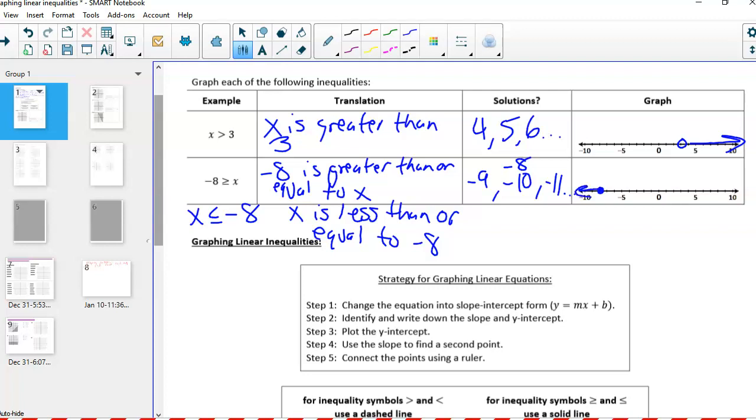So now when we are actually graphing our inequalities, we're thinking about how we graph lines. So take a second, read this to yourself.